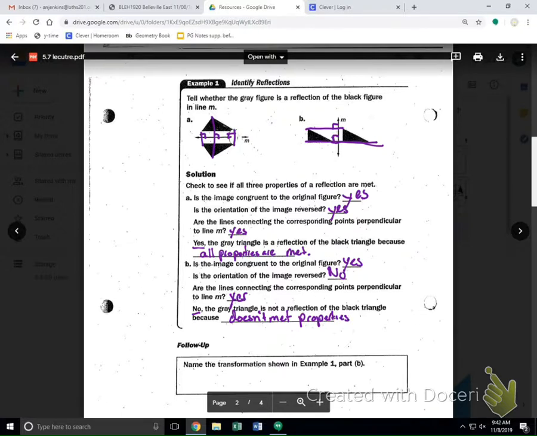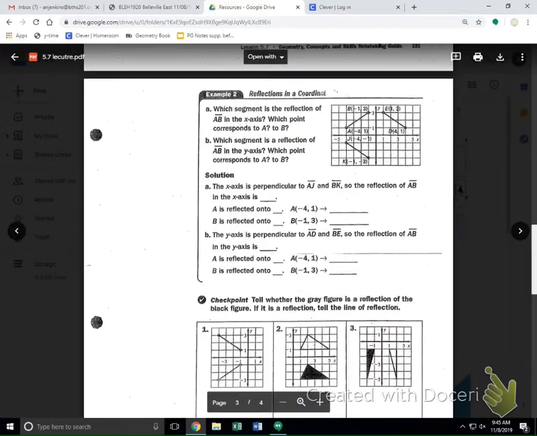Okay. Name the transformation shown in part B. So if it's not a reflection, what is it? It's a slide. What did we call that? Translation. So translation.